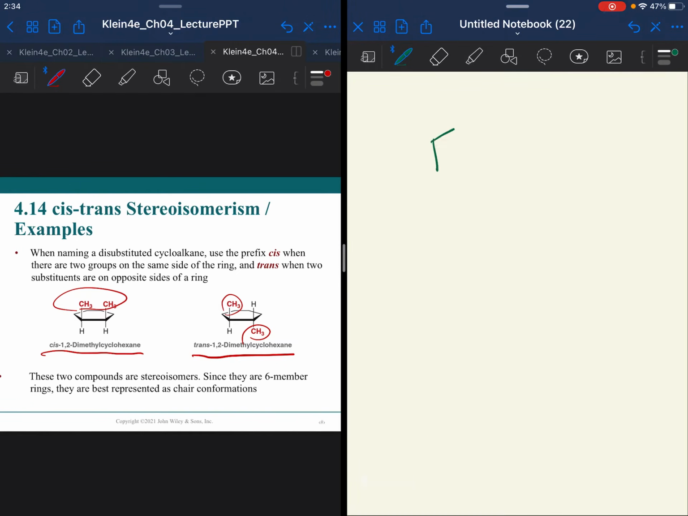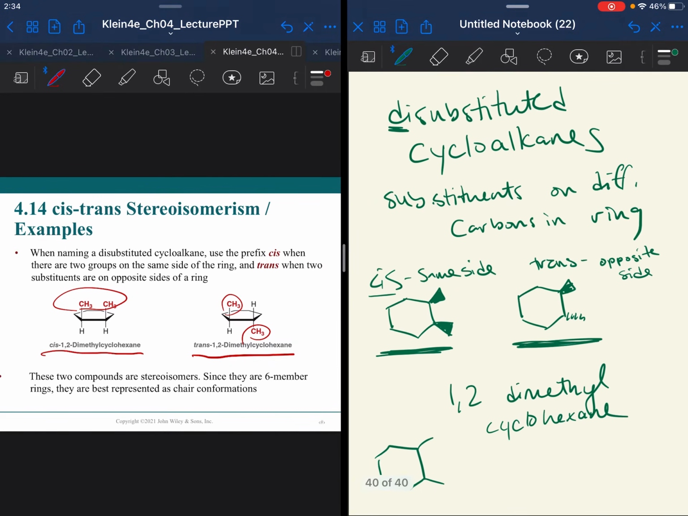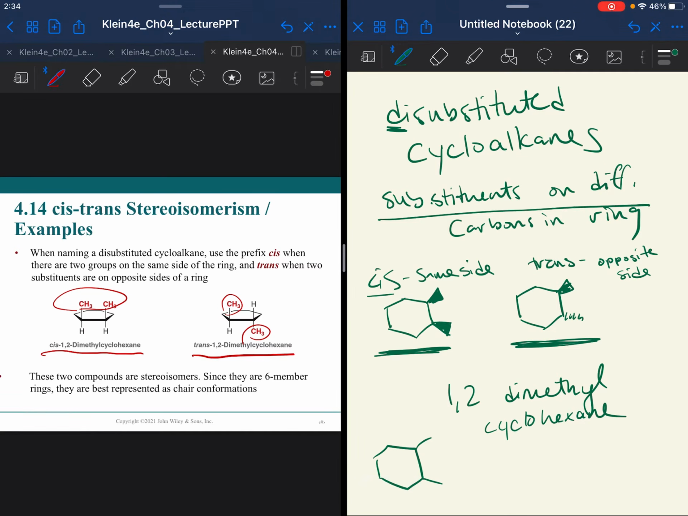cycloalkane. Now, it would not make sense to use it for 1,1-dimethyl cyclohexane here, because one is going to be wedged and one is going to be dashed always. You can't have them on the same side on the same carbon. So this only applies, right? So only applies if the substituents are on different carbons on a ring and there's only 2 of them.